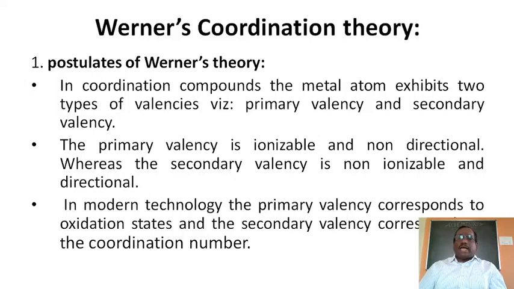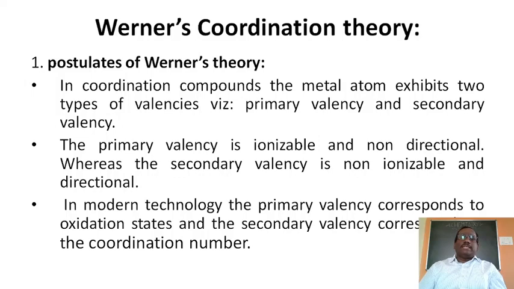The primary valence is ionizable and non-directional, whereas the secondary valence is non-ionizable and directional. Primary valence, one type of combining capacity, is ionizable, with a charged character, usually positive, and non-directional: interaction with other entities has no fixed direction. Whereas the secondary valence is non-ionizable and directional. It is also exhibited by the metal, and it must have a certain fixed direction, like covalent bonding. We know covalent bonding has directional characteristic properties.